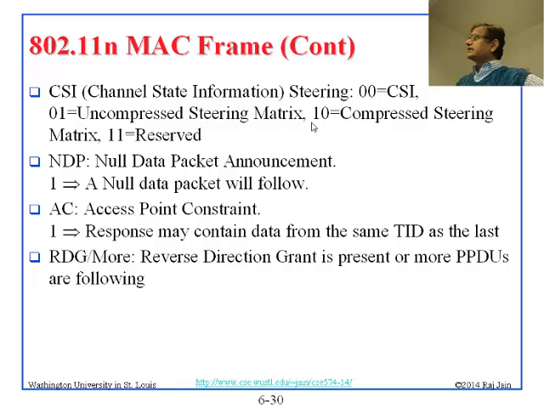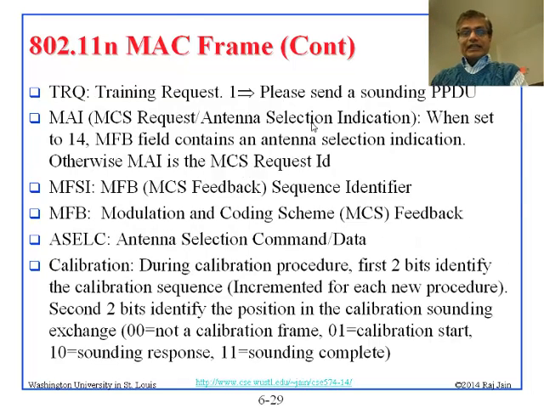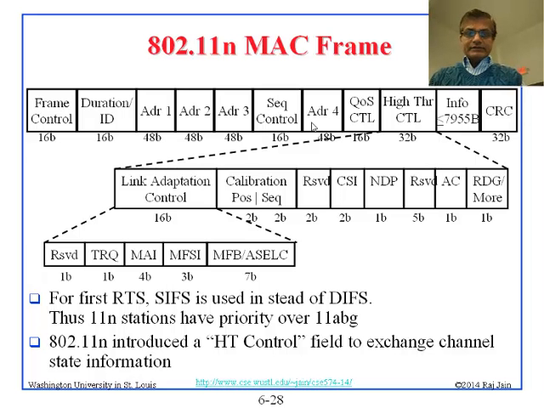RDG is reverse direction grant is present. Basically that means that I am also giving you permission to send me some more. Reverse direction grant is that I am giving you permission to send me 5 packets. So the idea is there is a field here which is used for estimating the channel and for exchanging some information about what you can send to the access point.